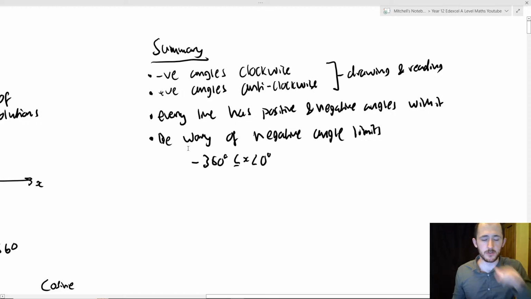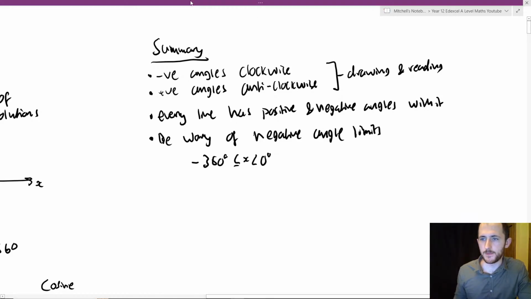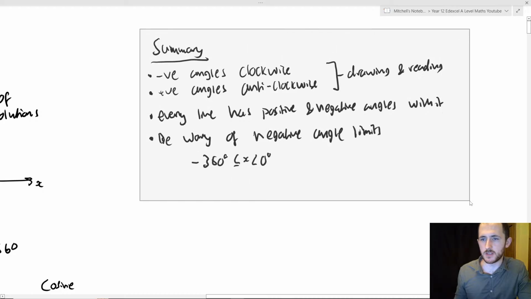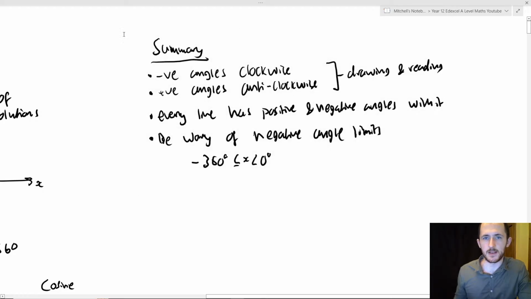So make sure you're practicing with negative limits, positive limits, limits bigger than 360, etc. If this limit was minus 720, would you be able to do it? It means you have to go around twice. So just be very wary of that. This, I would say, is a pretty good summary of everything you need to know.